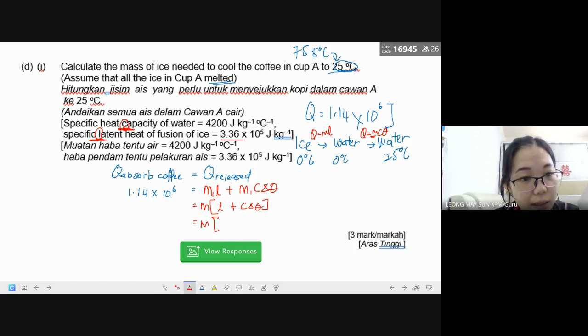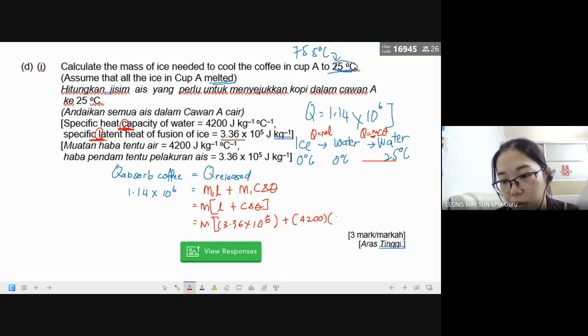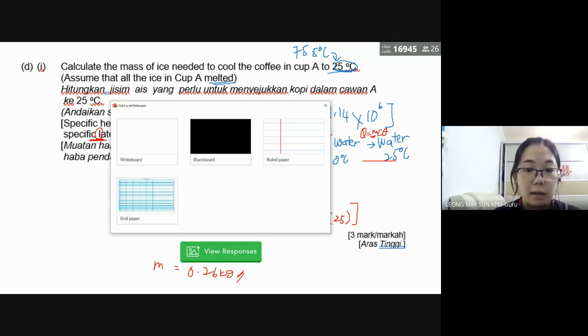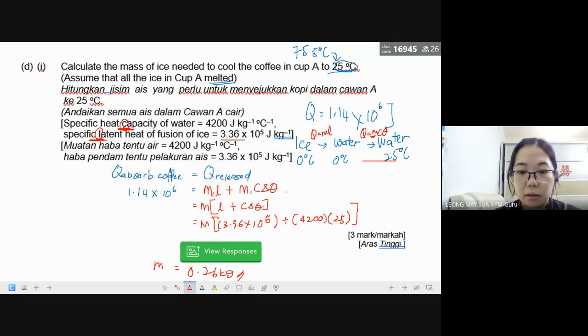The C stands for specific heat capacity, so that's the C. So here is (3.36 × 10^5) plus specific heat capacity is 4,200, change in temperature 0 degrees to 25 degrees, so this is 25 degrees Celsius. When you rearrange, you will get M equals 0.26 kg. This is what I got. So this is actually the working.